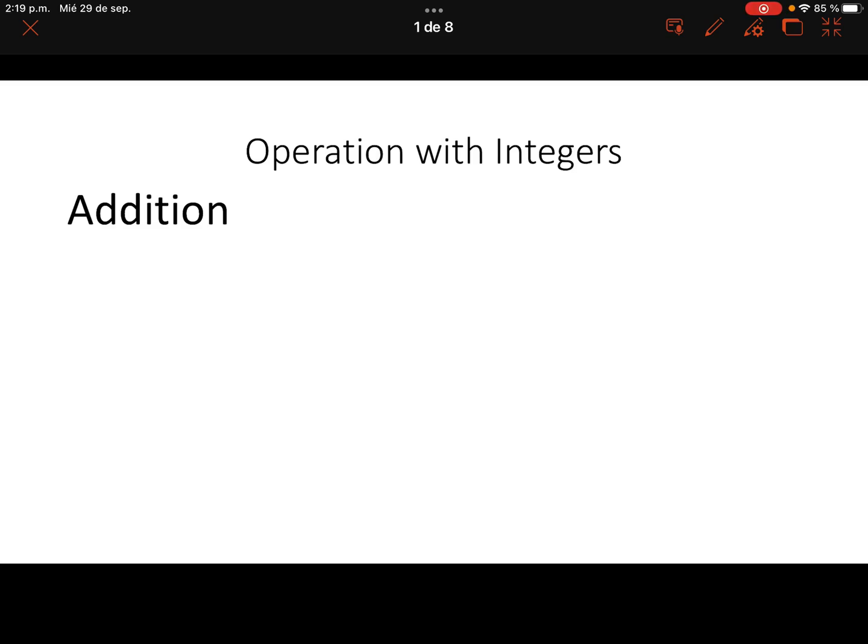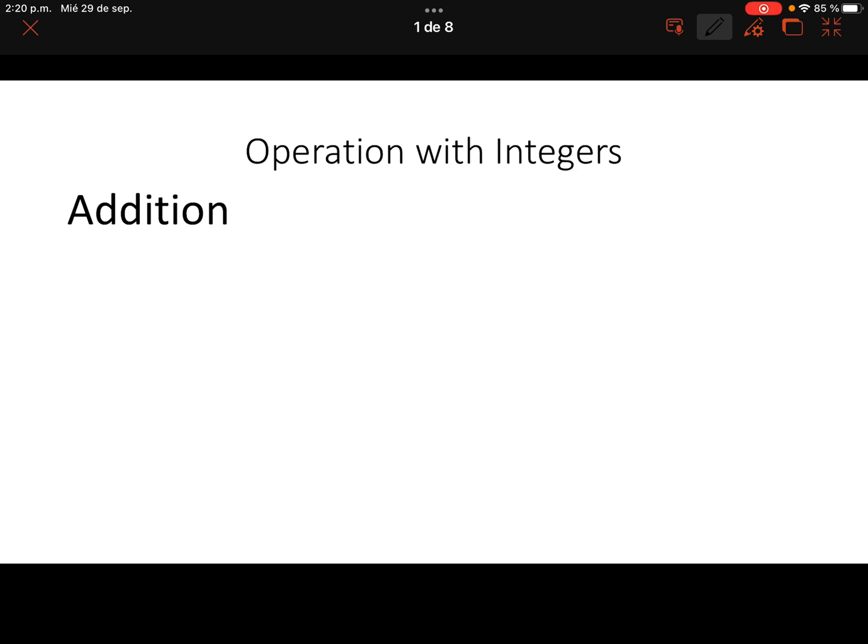Hello guys, in this video we have to talk about operations with integer numbers. Let's start with addition. When we are adding integer numbers, we have to consider two cases. Case number one is when we are adding integer numbers with the same sign. Then both of the numbers are negative or both of them are positive.